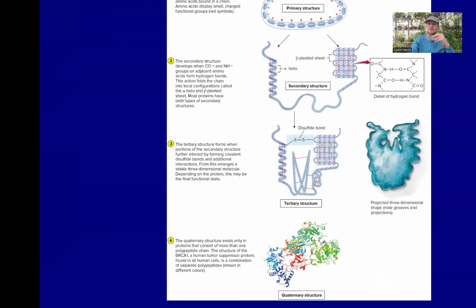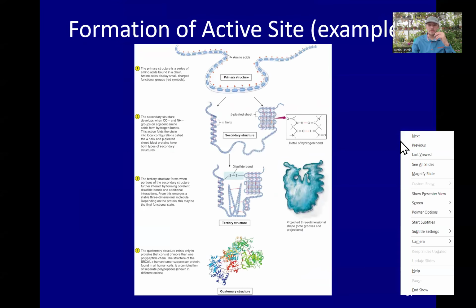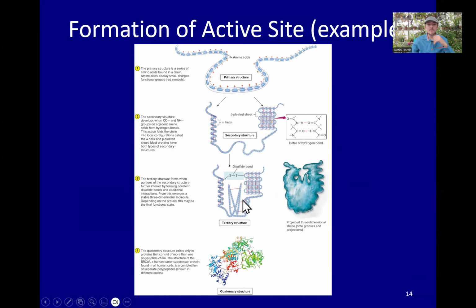And then these loops come together and start to form hydrogen bonds and disulfide covalent bonds between sulfur atoms that create this tertiary structure, or this final 3D shape. And then if it comes together with other proteins, it will have that quaternary structure.